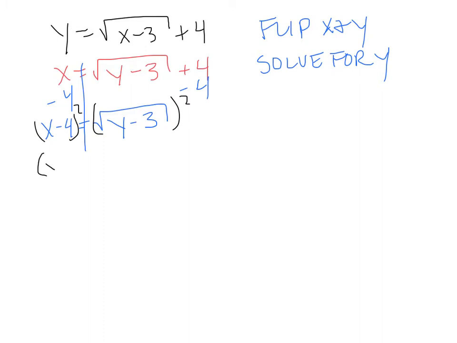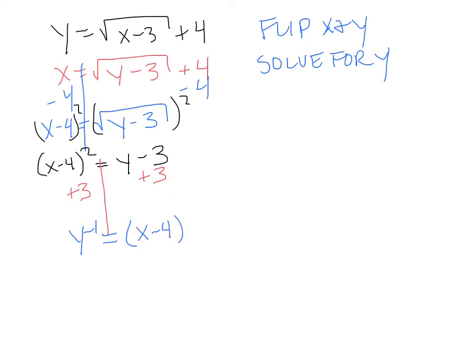So we're going to end up with x minus 4 squared equals y minus 3. And then there's only one thing left to do. We just go ahead and add 3 to both sides. So we're going to end up with saying, okay, well, the inverse is equal to x minus 4 squared plus 3. Hooray!